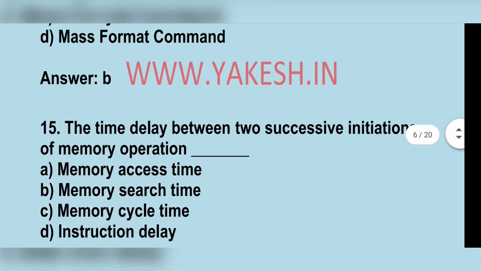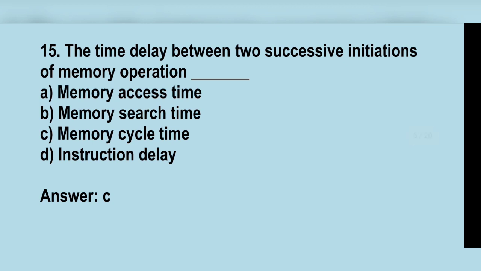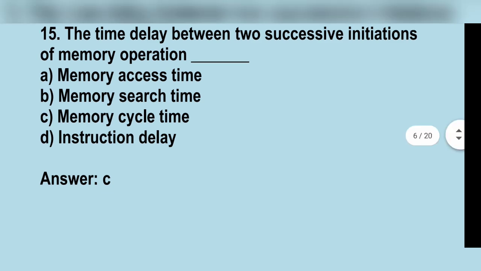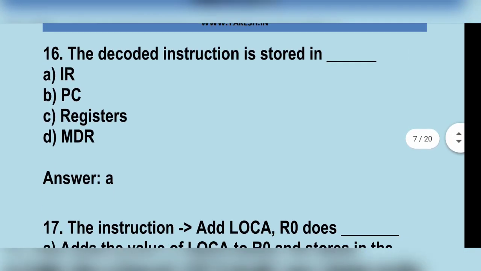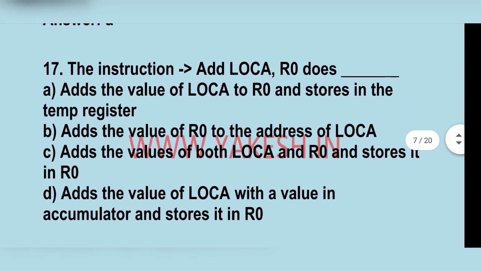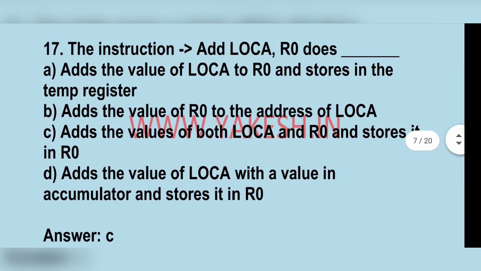Memory function complete. The time delay between two successive initiations of memory operation is option C, memory cycle time. Option C is the correct answer. The decoder instruction is stored in option A, IR. The instruction Add LOCA, R0. Option C is the correct answer. It adds the values of both LOCA and R0 and stores the result in R0. Option C is the correct answer.